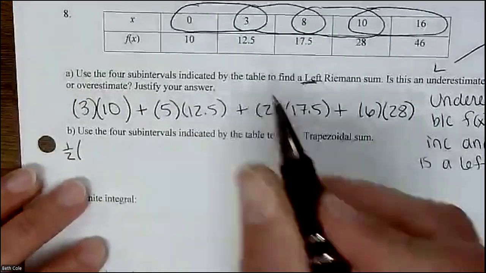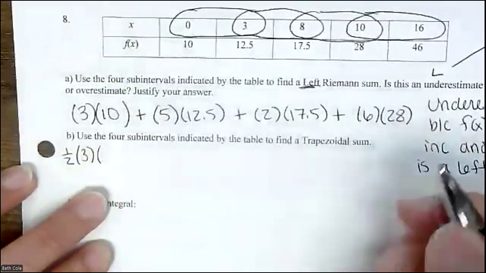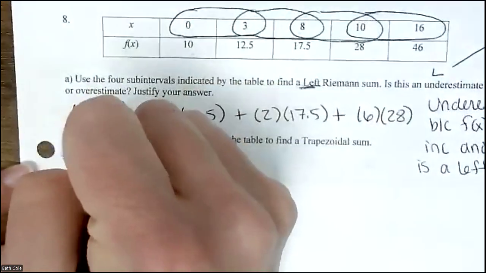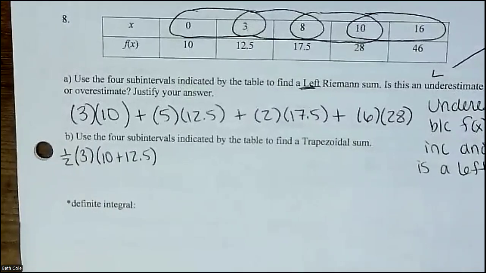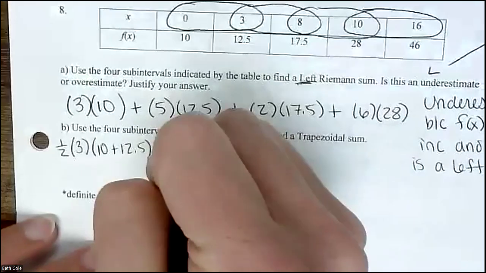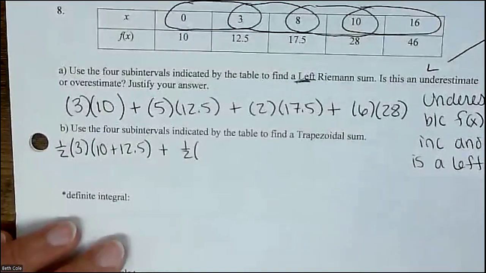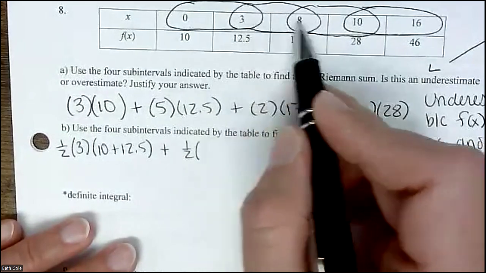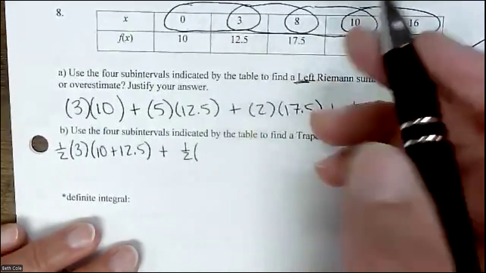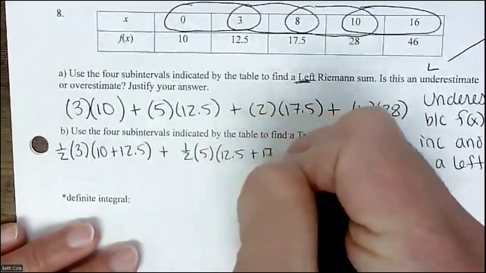1/2, all right, what's the length of your first subinterval? 3. And then you add the bases together. So 10 plus 12.5. And then you just do that 3 more times. Just do it again. Plus 1/2 times what? What's the length of the next one? 5, good. And then 12.5 plus 17.5.